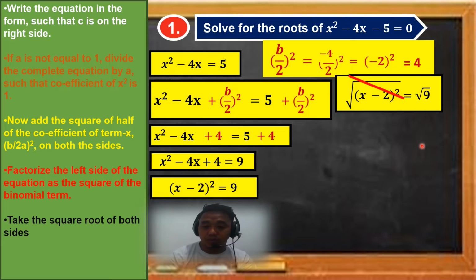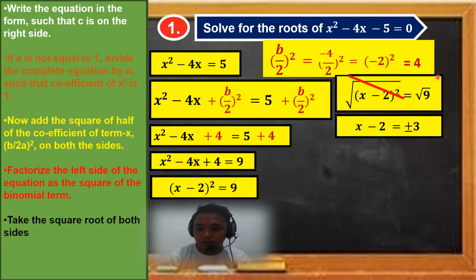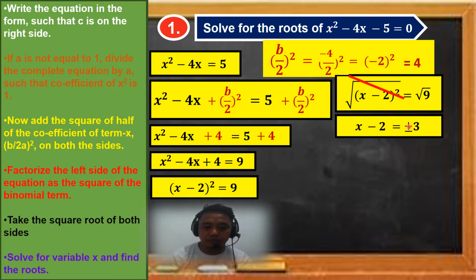So, cancel na yung square root tsaka yung exponent na 2. Okay? And then, x minus 2 will be square root ng 9 natin ay 3. So, lagi natin nilalagay, positive, negative. Okay? And this one, negative 2, ililipat mo lang yun dun sa kabila, no? Solve for the root. So, we're going to solve for the variable, yung x.